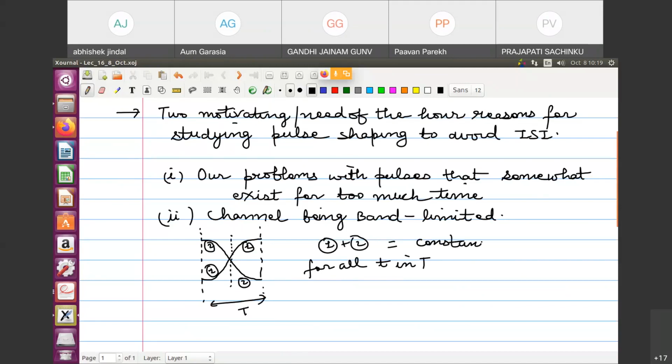BP Lathi gave a somewhat easy proof of this, of how this spectrum should be. So this should be odd about this point. If it is odd about this point, then this criteria can be easily satisfied. And this criteria being satisfied, the Nyquist first criteria for ISI avoidance is satisfied, and you can have pulses which have a greater roll-off factor.